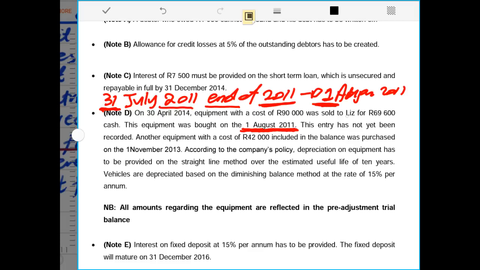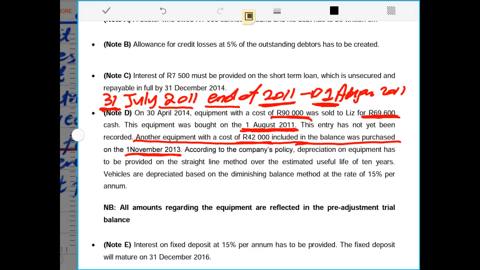So it means the disposal of 69,600 of the equipment that was costing 90,000 rands has not yet been accounted or recorded for in the books of the business. Then they say another equipment with the cost of 42,000 rands that is included in the trial balance was purchased on the 1st of November 2013.